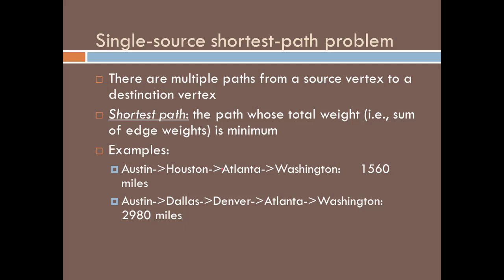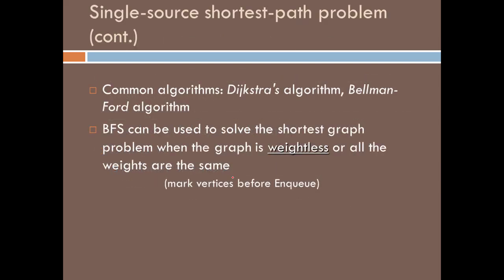Keeping in view the previous graph, we have the example of Austin to Houston to Atlanta to Washington, which comes to 1560 miles. On the other hand, Austin to Dallas to Denver to Atlanta to Washington results in 2980 miles. So which one is shortest? In this case, the first one. So that is the shortest path between Austin and Washington. That is called the single source shortest path problem.